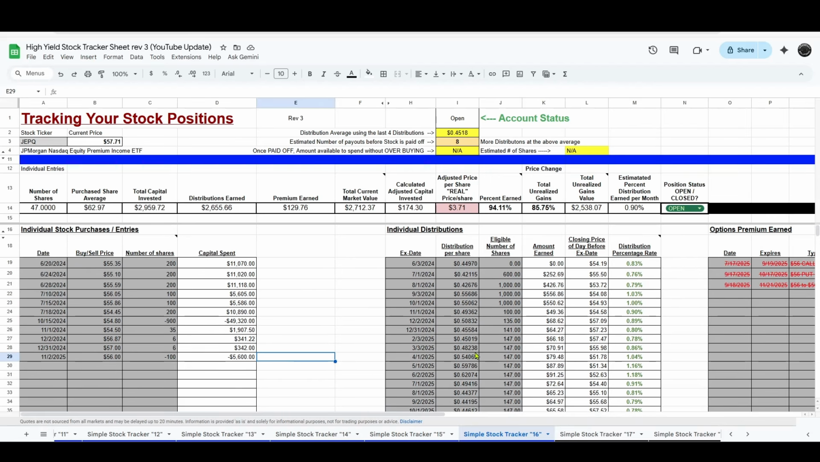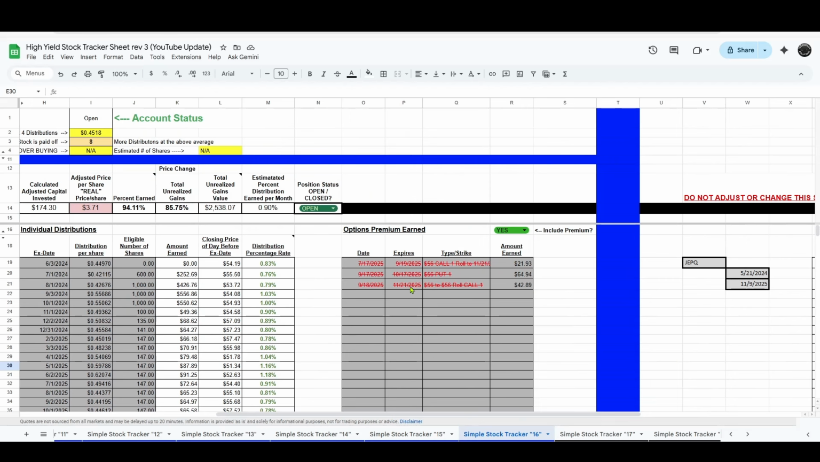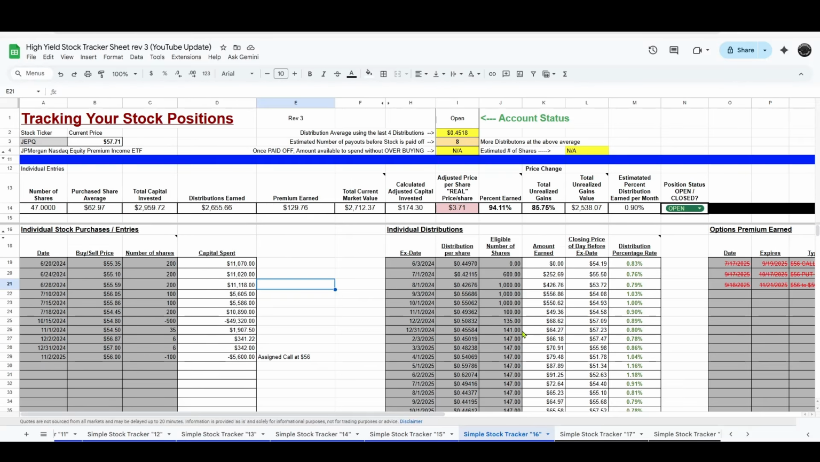And just for my notes, I like to use this little column right here. I like to just type in my notes into this section. And there you go. And that just helps me to see, oh, okay, I was assigned a call at 56. And that's why I have the negative shares right here. And if I wanted to look further into it, I can look over here and I can see, oh, I had a call right here. And this is the one that was assigned. So that is updating the sheets right there.